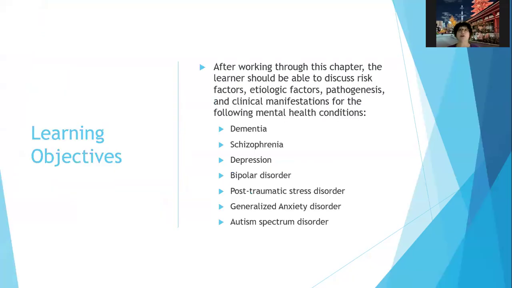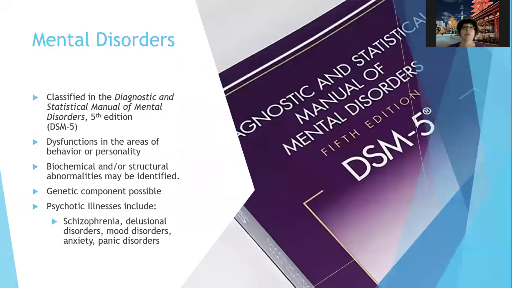So our learning objectives are to be able to discuss risk factors, etiological factors, pathogenesis when it's appropriate, and clinical manifestations for a variety of different mental health conditions. We're also going to talk about how this affects physical therapy, what happens in the physical therapy world.